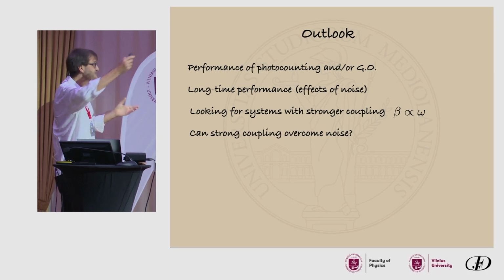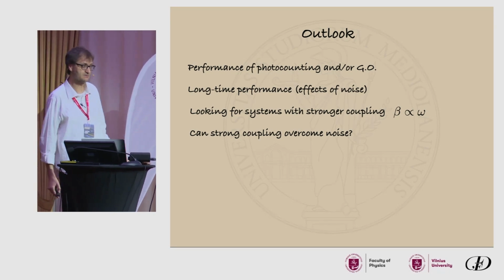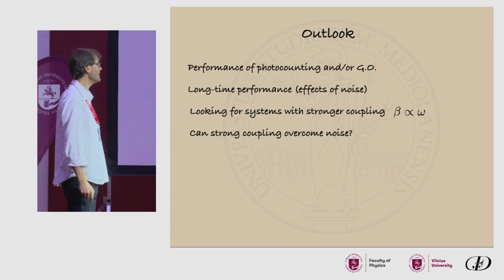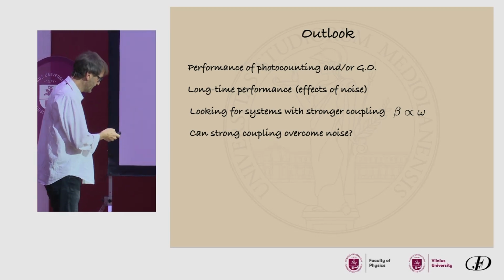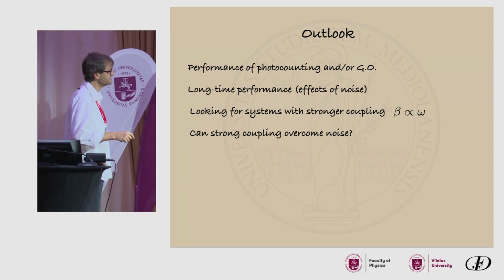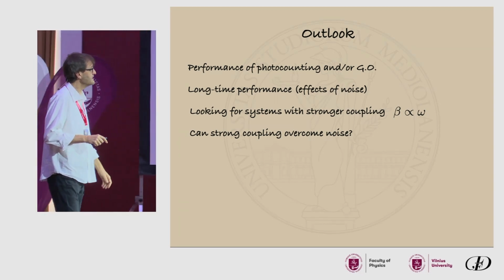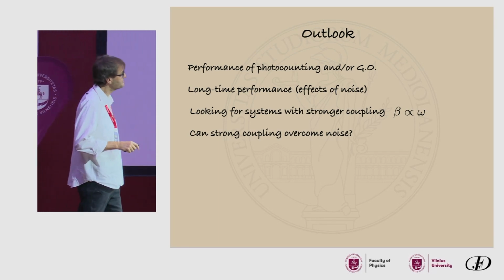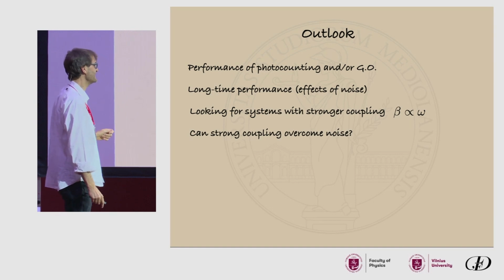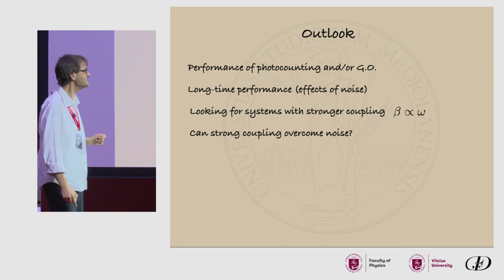So there will be some optimal time at some point, and we would like to see whether this optimal time is larger than the times we were considering or not. And then, of course, it would be nice to find systems where the coupling is at least proportional to omega, because in that case, the quantum Fisher information can be calculated analytically.